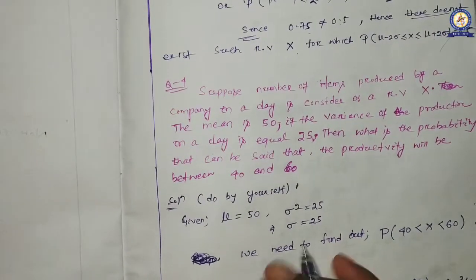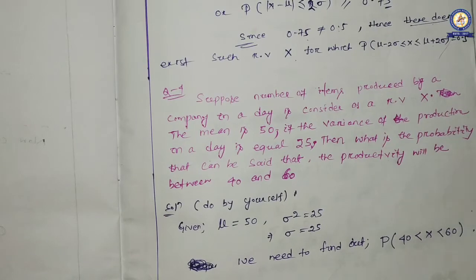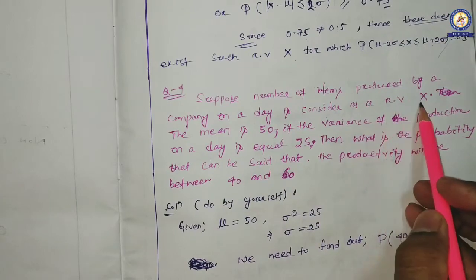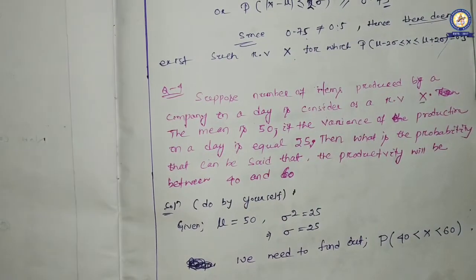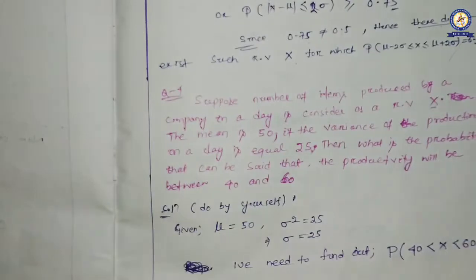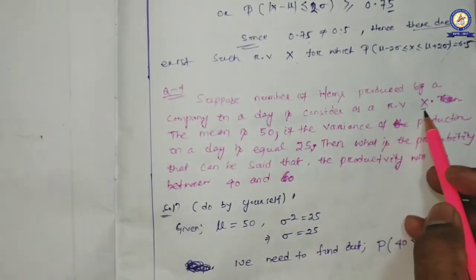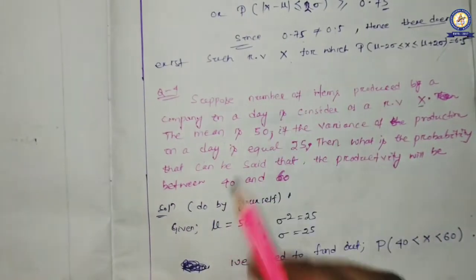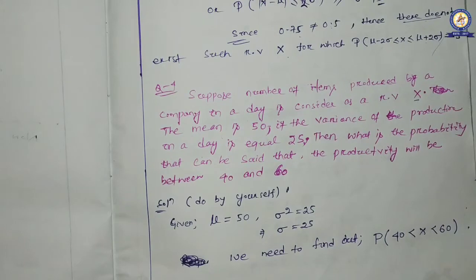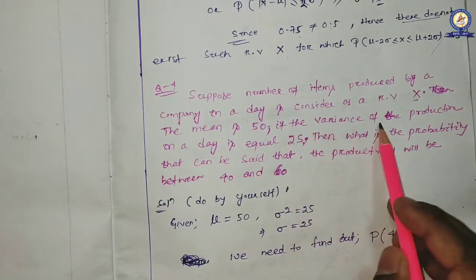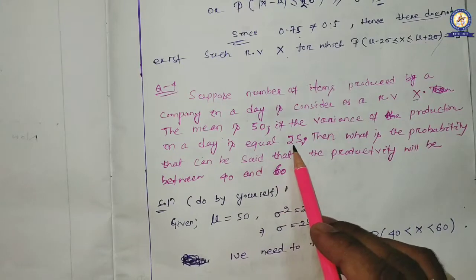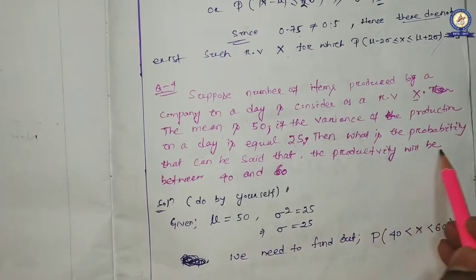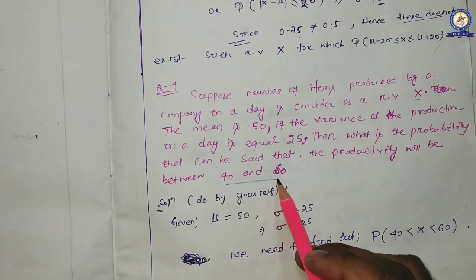Fourth question is that, suppose the number of items produced by a company in one day is considered as a random variable x. Whatever the company is producing in one day, suppose that is your random variable x. The mean of the production is given as 50, and the variance of the production in a day is equal to 25. Then what is the probability that the production will be between 40 and 60?